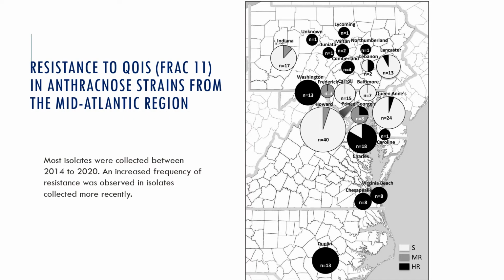As we just mentioned that the risk of resistance to FRAC 11 strobilurins is high, we also detected resistance in those 200 isolates from the region. As you can see here, the resistance is widespread. Each circle represents number of isolates from each location, and the proportion of isolates with resistance is indicated by black or gray color. Overall, 40% of the isolates were resistant to strobilurins.